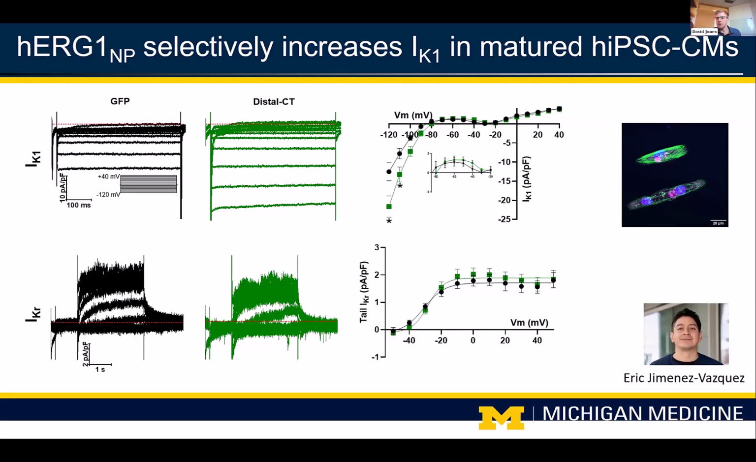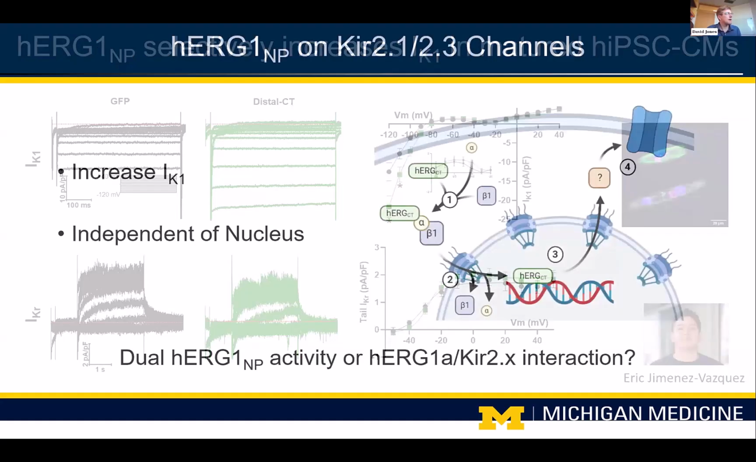So we think that these are two very separate effects. One is truly dependent on going inside the nucleus. One happens outside of the nucleus. It happens at the ER, maybe as a chaperone effect, promoting forward trafficking of the inward rectifier potassium channels. And Eric's doing a number of experiments to figure that out.